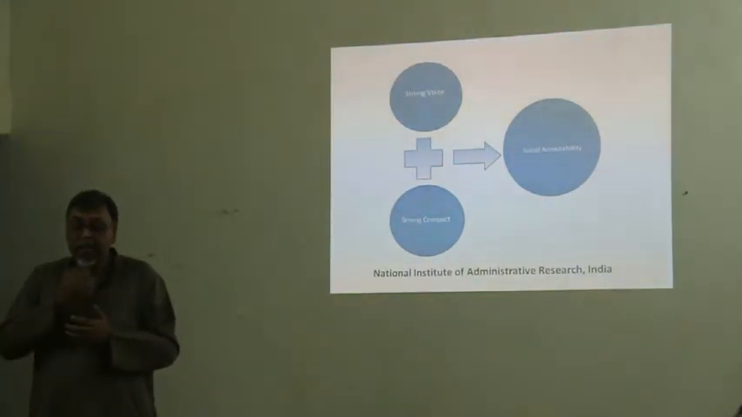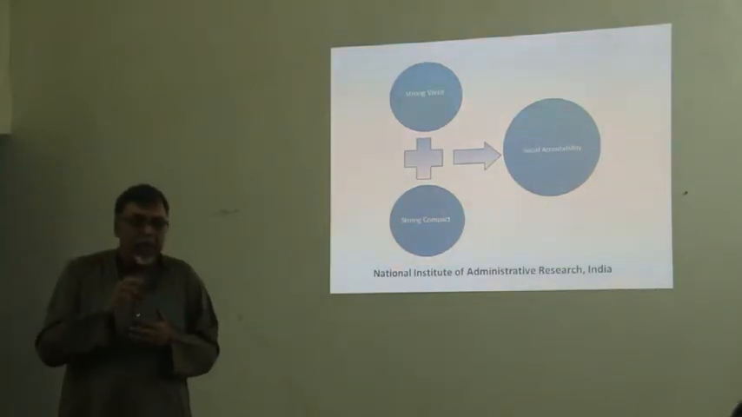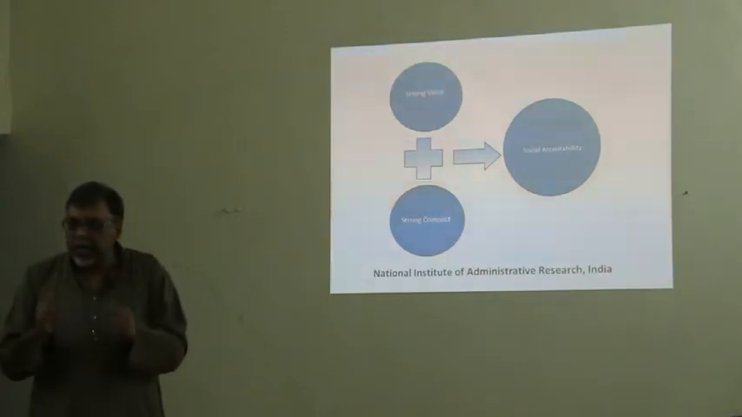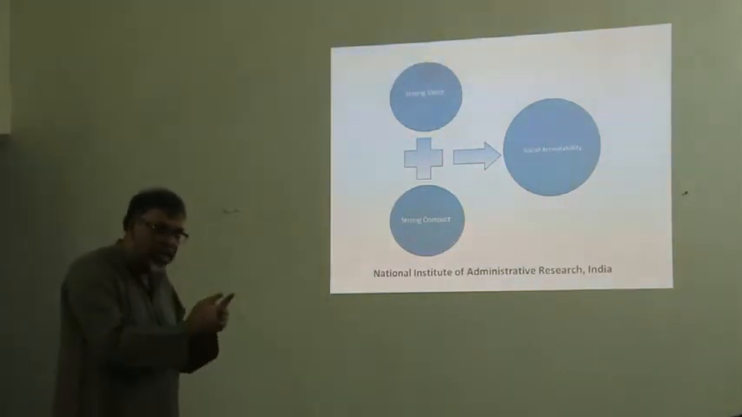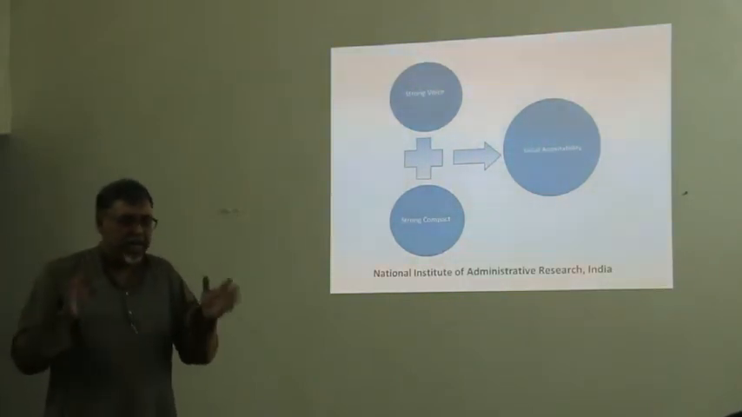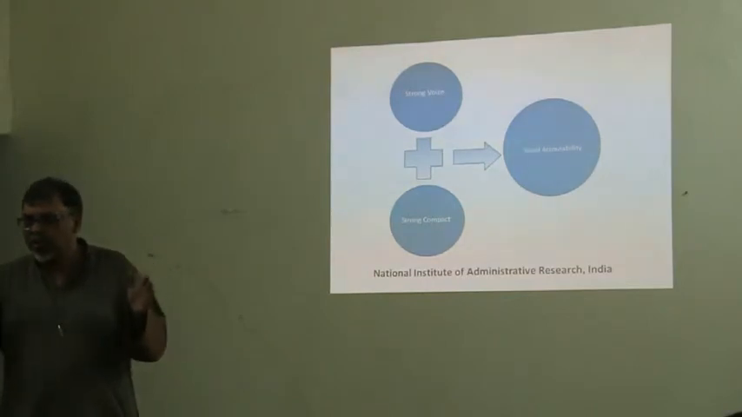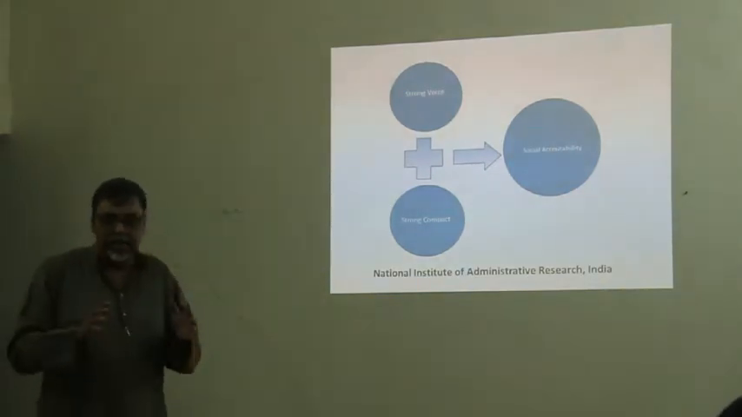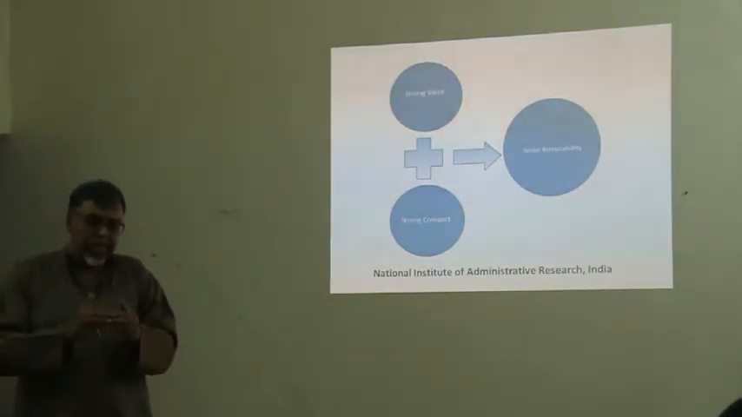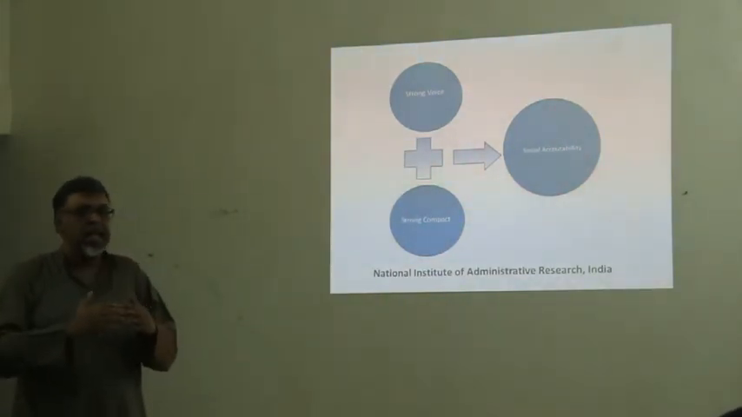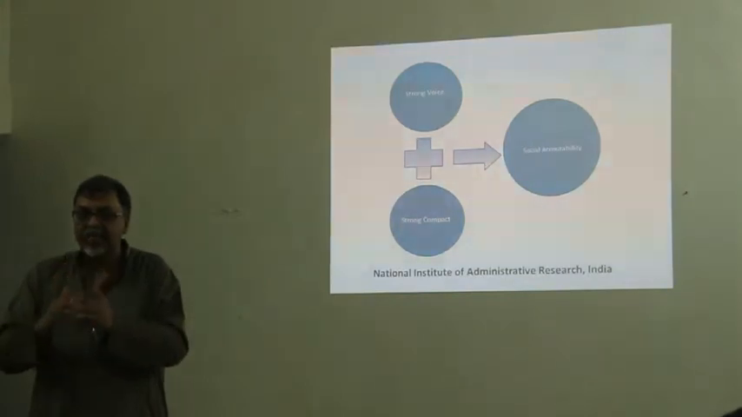The second is the issue of compact. Now, without compact, accountability is very difficult. Compact is an agreement between the state and its subjects. I'm using the word subject now with a very clear intention. I will slowly move from the issue of subject to citizen. It is about what the state agrees are the entitlements, the rights, the things that the citizen or the subject can expect from the state. That has to be clearly articulated.